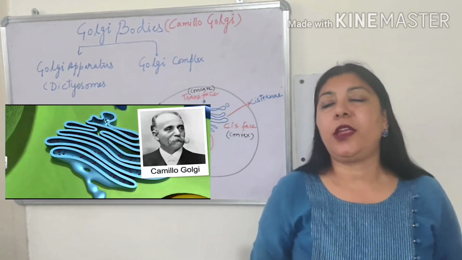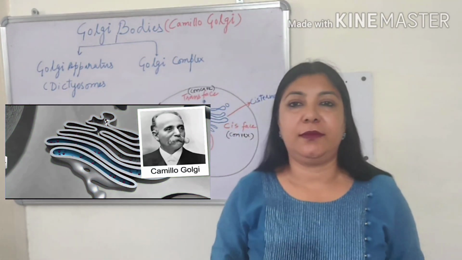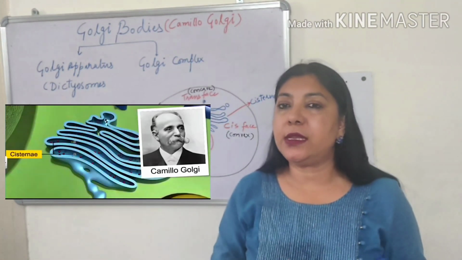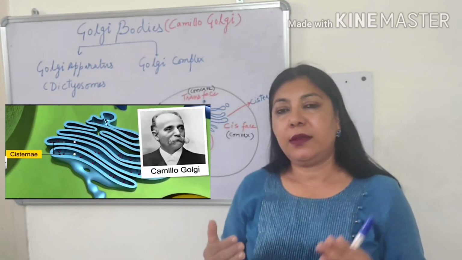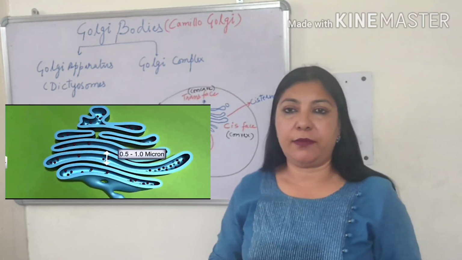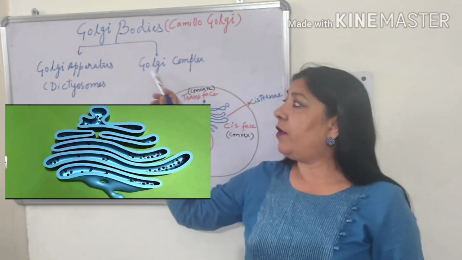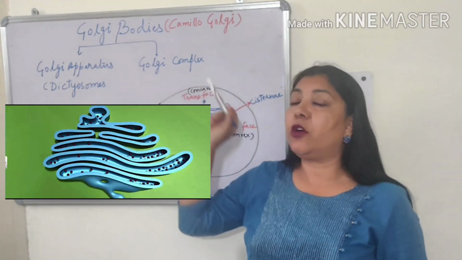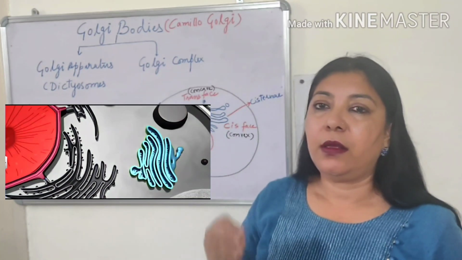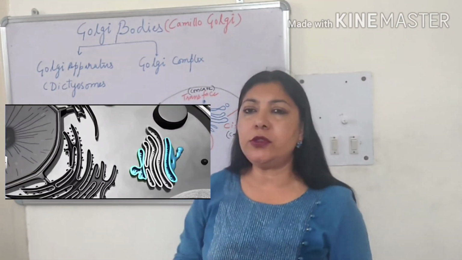The term Golgi body comes from the name of a scientist, Camillo Golgi. He was the first who observed these Golgi bodies in a cell. So the name is given as an honor for him. These Golgi bodies, I have written here Golgi apparatus and here Golgi complex. Golgi apparatus are the terms used for the Golgi bodies of plant cell. They are also called dictyosomes.